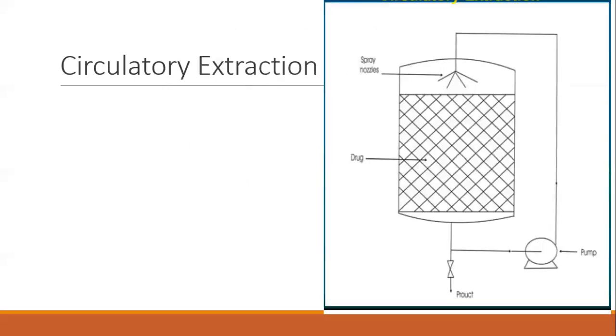And this is how a big macerator, or circulatory extractor, looks like. You are continuously spraying your solvent, which is passing through your plant material and which you are collecting at the bottom, and you are again pumping the solvent to the upper portion of the whole equipment, and spraying it again.